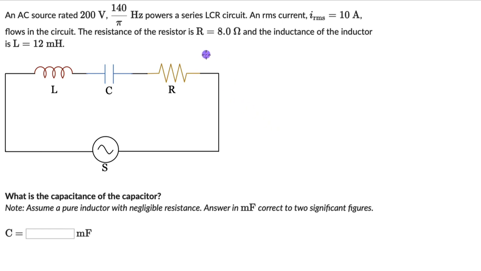Let's solve a question on impedance in a series LCR circuit. Here we have an AC source rated 200 volts and 145 pi hertz frequency, which powers a series LCR circuit. An RMS current of 10 amperes flows in the circuit, and the resistance of the resistor is given to be 8 ohms. The inductance is 12 millihenry. And the question is to figure out the capacitance of this capacitor right here.